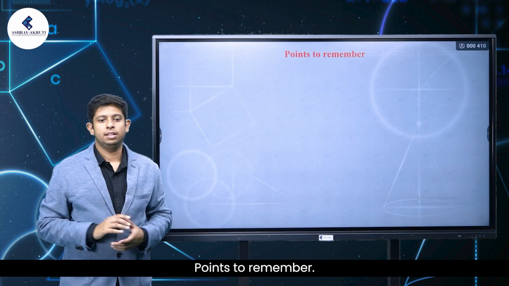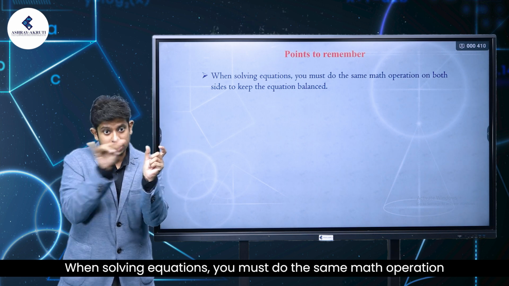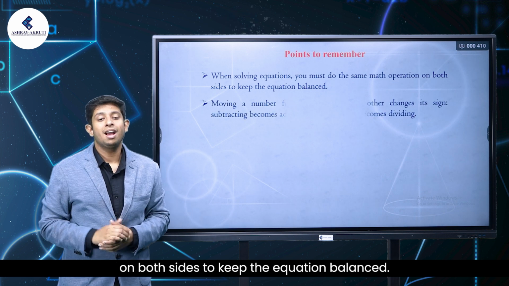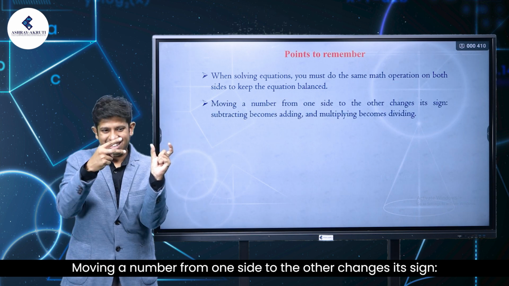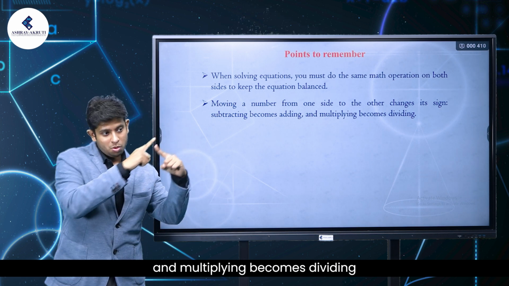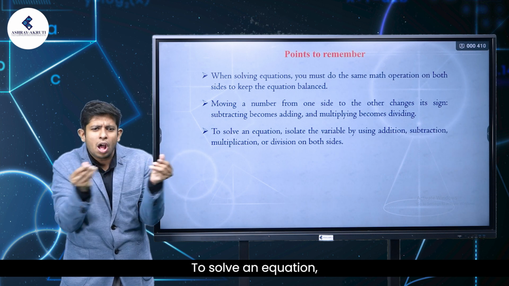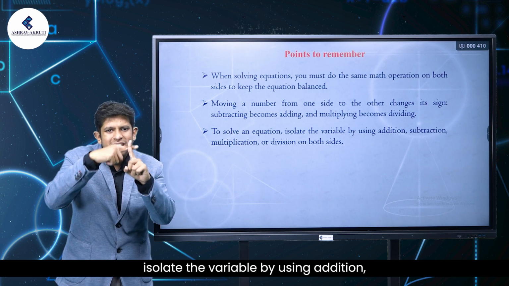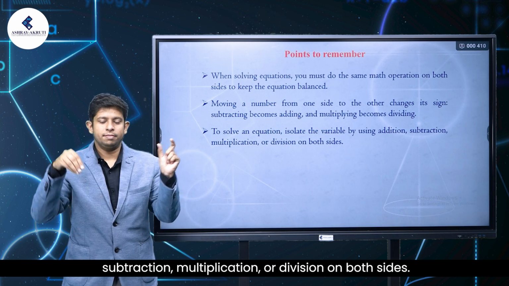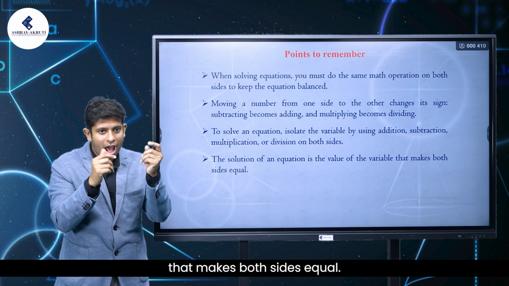Points to remember. When solving equations, you must do the same math operation on both sides to keep the equation balanced. Moving a number from one side to the other changes its sign. Subtracting becomes adding and multiplying becomes dividing. To solve an equation, isolate the variable by using addition, subtraction, multiplication or division on both sides. The solution of an equation is the value of the variable that makes both sides equal.